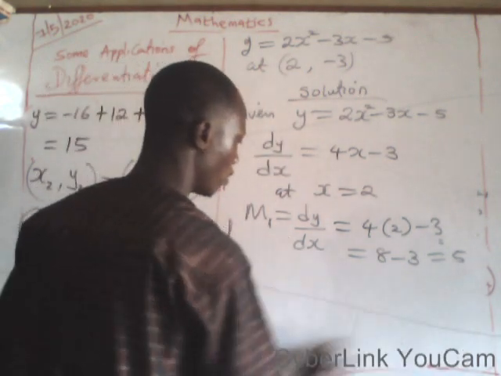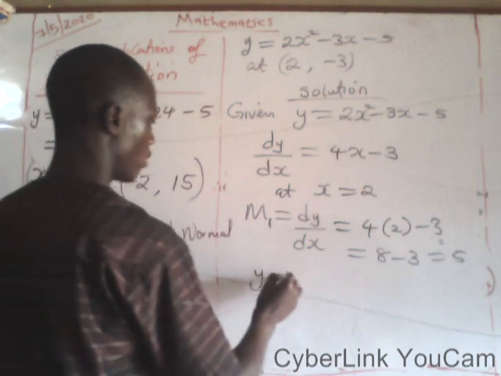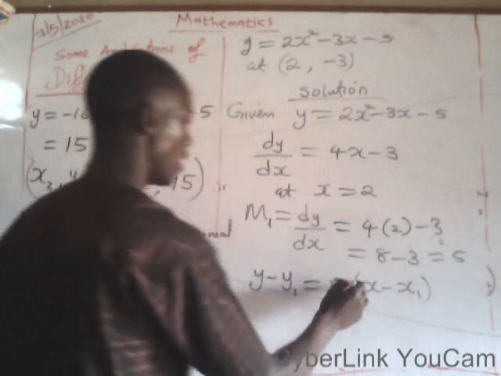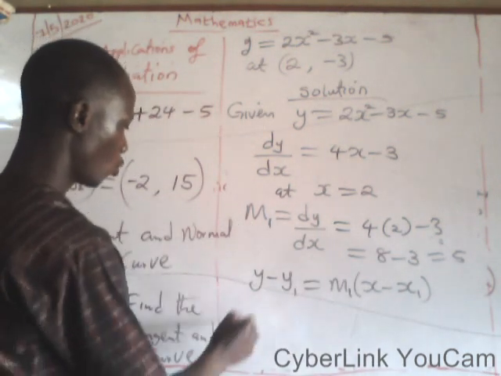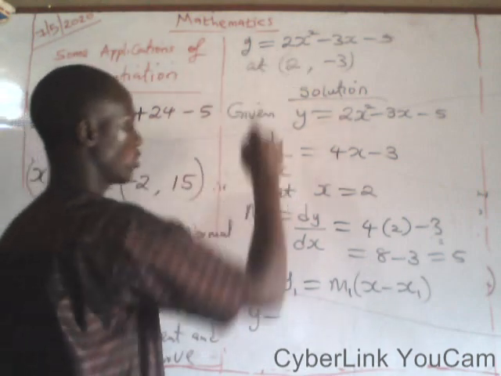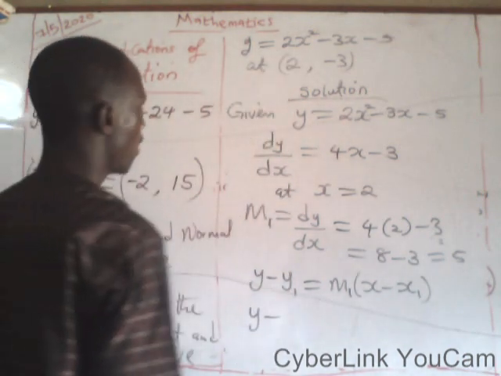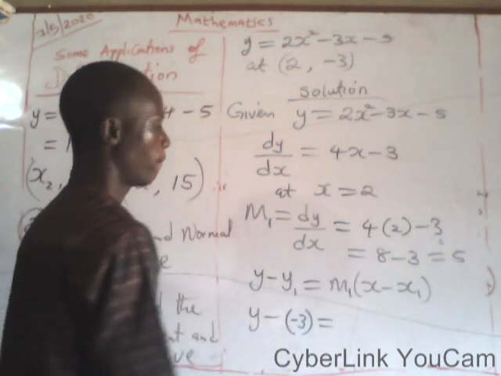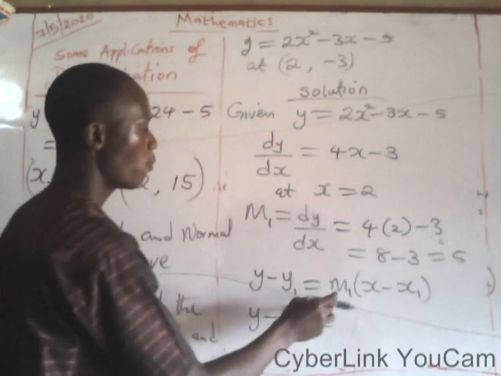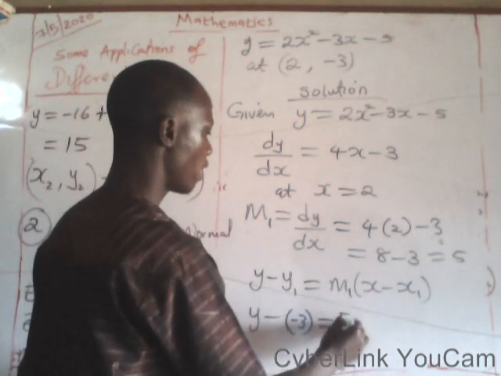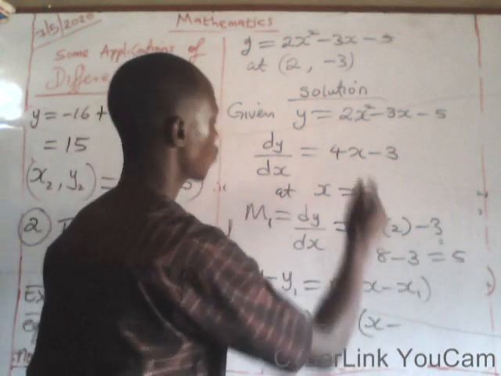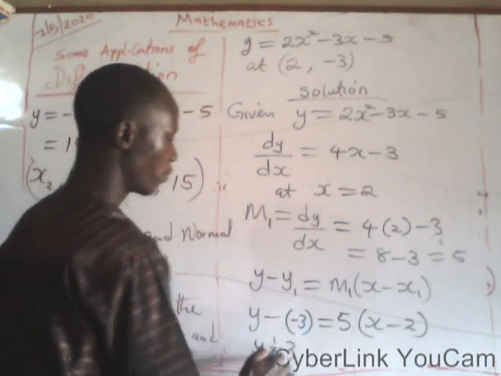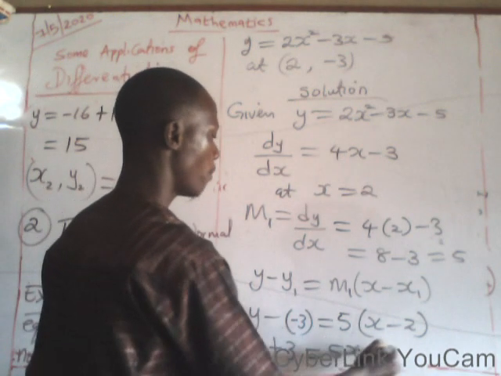Don't forget, the equation of the tangent says that we have y minus y1 is equal to m into bracket x minus x1, where m is what? The gradient of the tangent. So we have y minus, our y1 from this question is what? Is minus 3. So we have minus 3 is equal to, our m1 is the gradient of the tangent, which is 5. Open the bracket, x minus x1. Our x1 is 2. So by the time you open the bracket, you have y plus 3, because minus times minus will be plus, is equal to 5x minus 10.